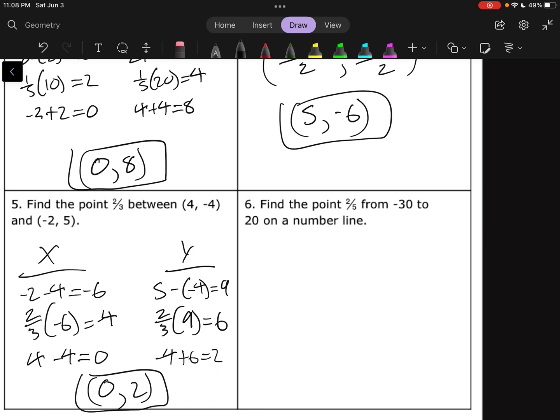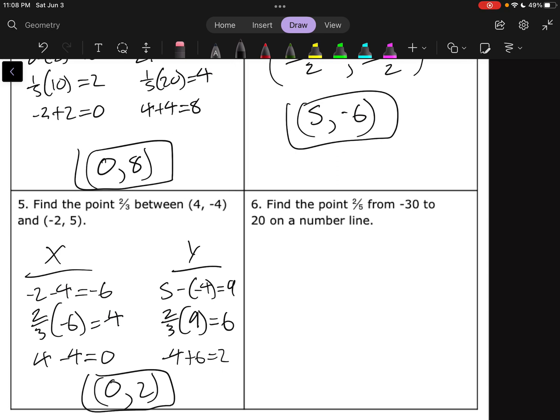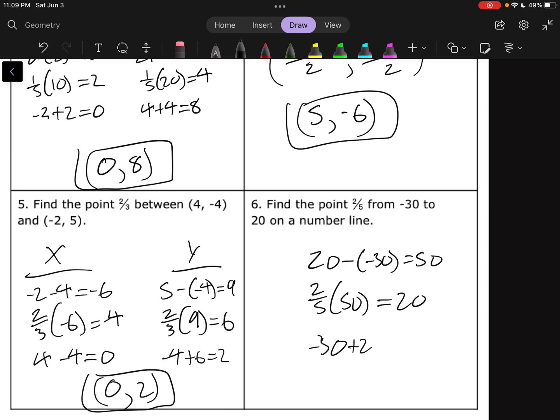So 0, 2. And then 2/5 of the way from -30 to 20. So this is just a single number line. So 20 minus -30 is 50. 2/5 of 50 is 20. And then -30 plus 20 is -10.